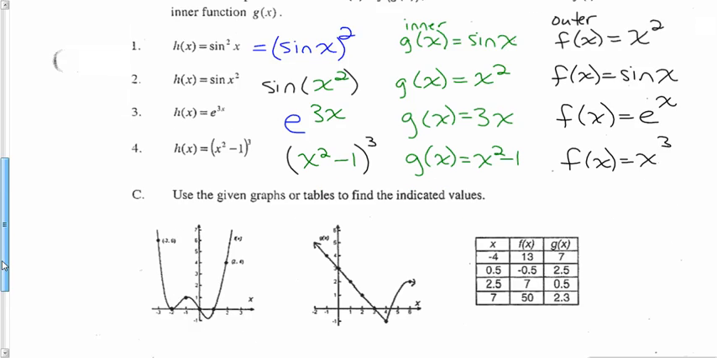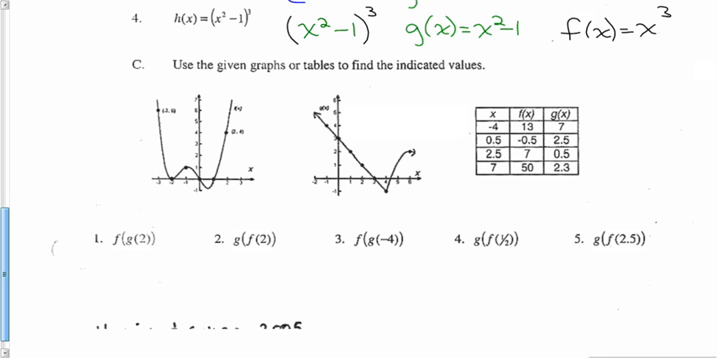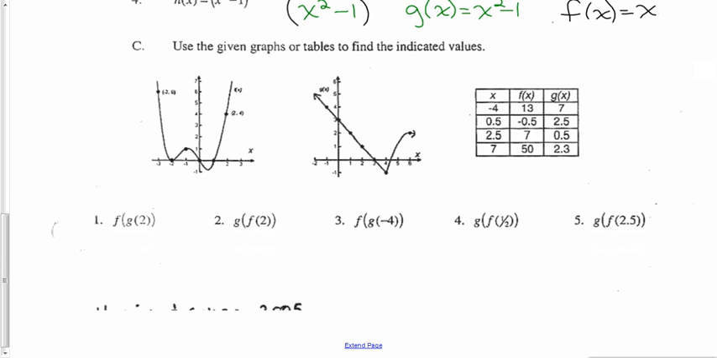Part C is just working with compositions, and we're going to be using tables of values and graphs to do so. So in question number 1, the first thing I need to do is take 2 and plug it into g. So the first thing I need to do is take g of 2 and plug it into f.